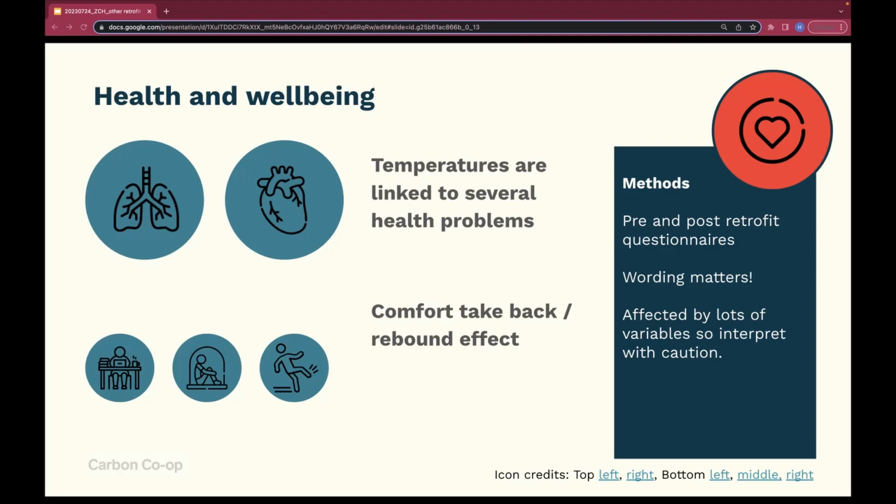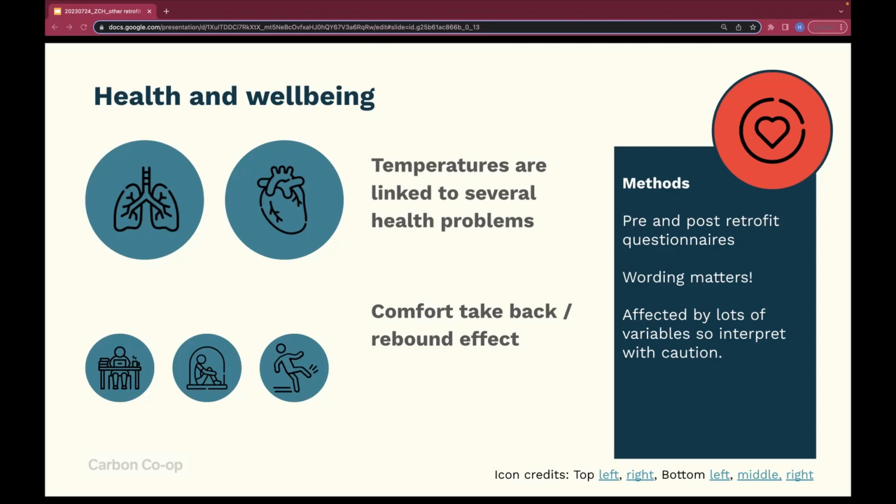Comfort take-back, I've put that on because I think it's important to acknowledge it's a thing. This is the notion that some people take back the savings that they've achieved by a retrofit. So the home's less leaky now, so they can afford to heat it more than they were doing before. That might mean that they're using the same amount of energy or perhaps even more energy than they were, but they're actually achieving a better level of comfort. So we don't actually see those kind of savings. And I would argue that most of the time that's a good outcome.